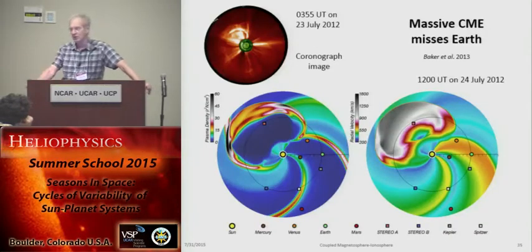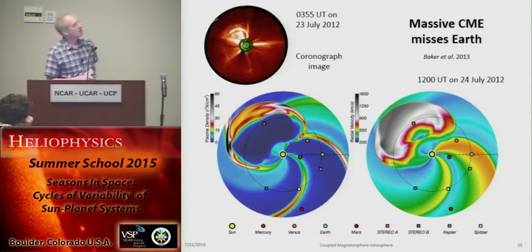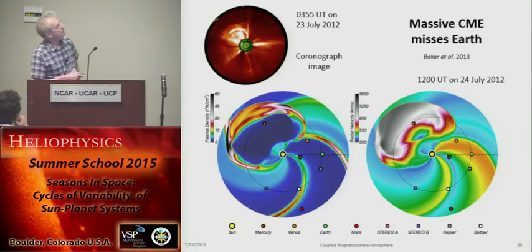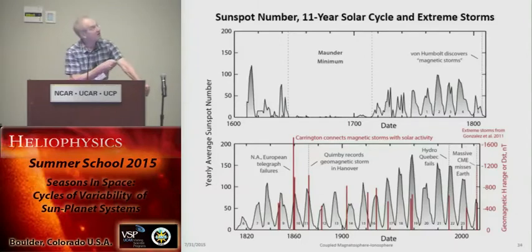Because we now have the STEREO satellites, or had them. These pictures are from WSA-Enlil at SWPC, the Space Weather Prediction Center. STEREO-A was sitting out here, and it saw this thing coming. Of course, Earth is here, so the CME went off and completely missed Earth. But had it gone to Earth, it might have been something like one of these storms earlier in time.